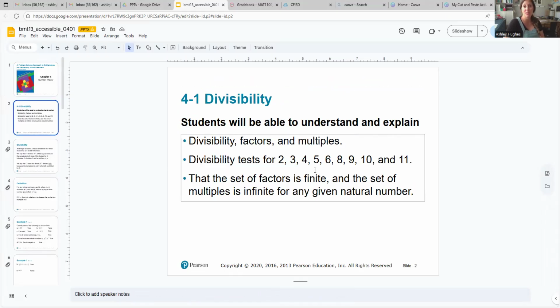Students will be able to understand and explain divisibility, factors, and multiples, divisibility tests for 2, 3, 4, 5, 6, 8, 9, 10, and 11, and that the set of factors is finite and the set of multiples is infinite.